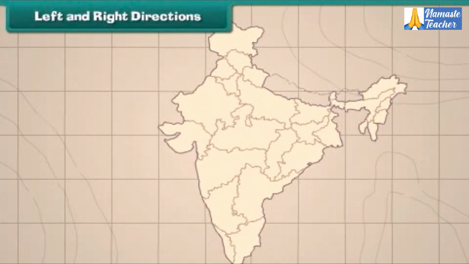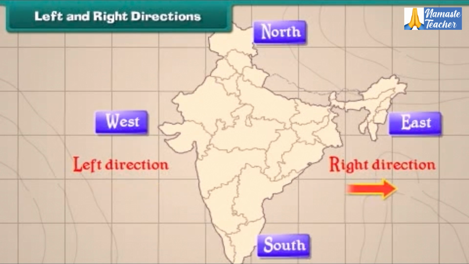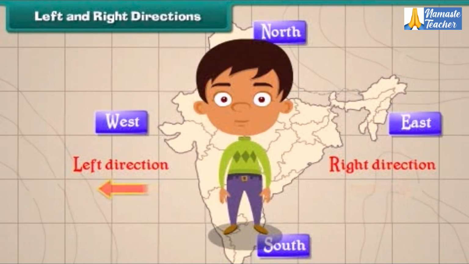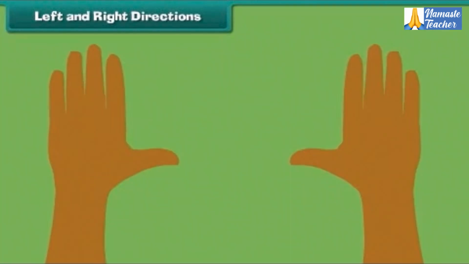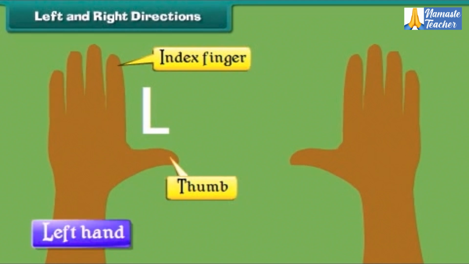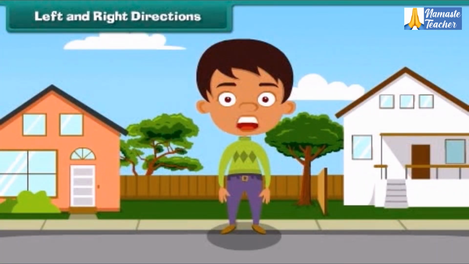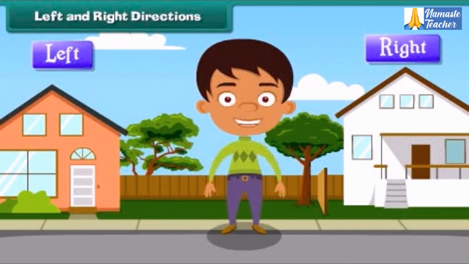Left and right directions. In addition to north, south, west, and east, we also use left and right directions to locate a place. We use our hands to indicate the left and right directions. The hand that makes the letter L when the index finger and thumb are stretched out is our left hand, and the other one is our right hand. The places towards our right hand are said to be on the right, and those towards our left hand are said to be on the left.